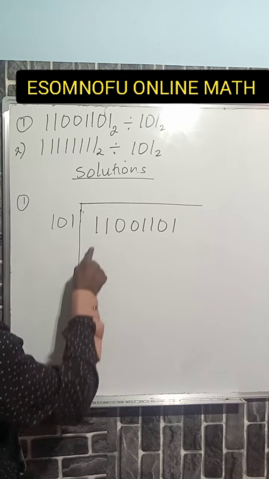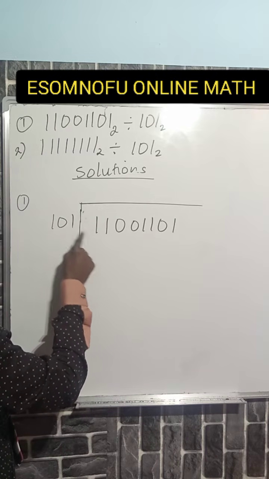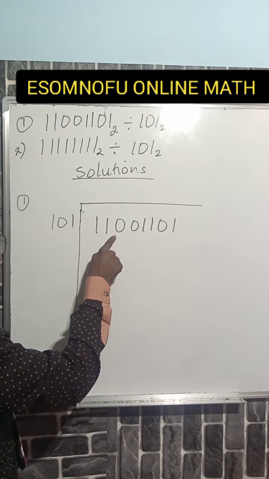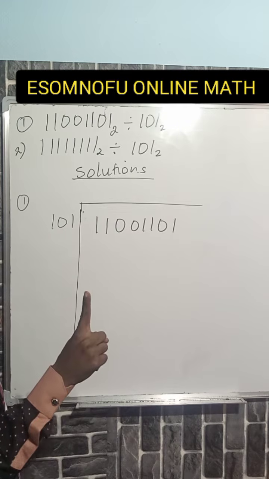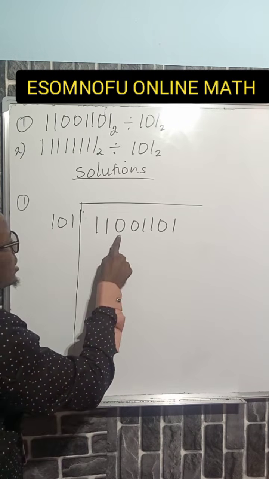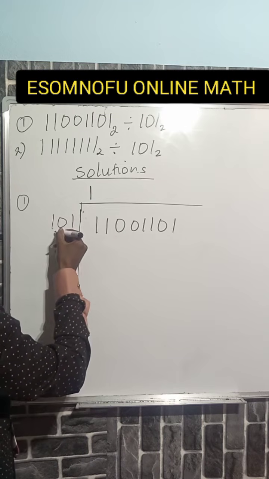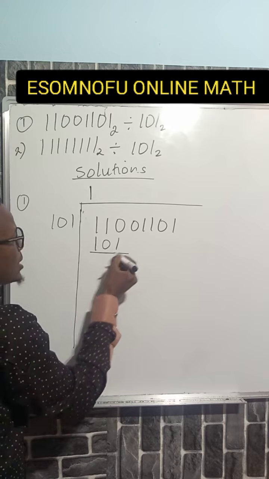Now here, this is 11, this is 101, and 11 is smaller. I can't divide 11 by 101, therefore I will step further into 110. So this divided by this should be one whole digit. That's the highest you can get. So 110 divided by 101 will give you 1, and 1 times 101 is 101. Then you subtract.